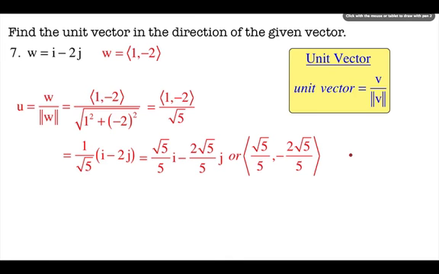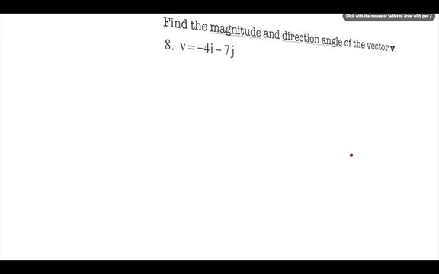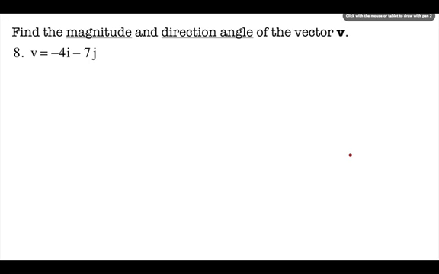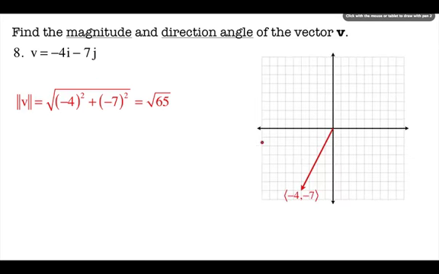Number 8 says find the magnitude and direction of the vector v. The magnitude is easy. Apply the formula you saw earlier, and you get radical 65. Now, this is the magnitude. Now let's find the direction angle. So what we're going to do is graph this vector, and this is what I get.